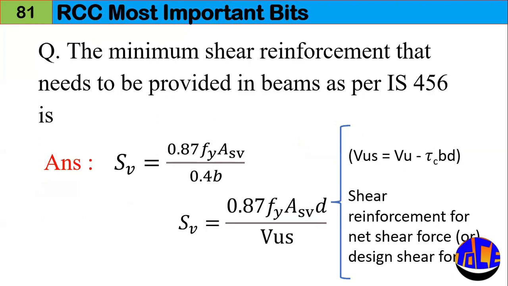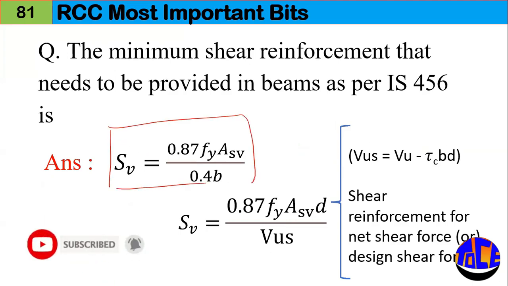Question number 81. The minimum shear reinforcement that needs to be provided in beams as per IS 456 is. So this is the equation to find out the spacing for minimum shear reinforcement, that is 0.87 Fy ASV divided by 0.4 B. Here ASV is the area of stirrup.